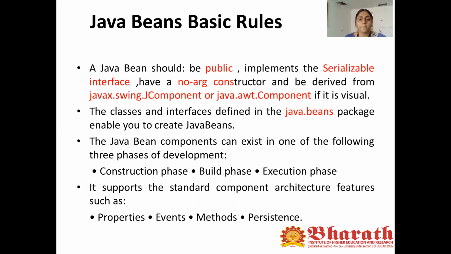Java Bean components can exist in one of three phases of development: the construction phase, the build phase, and the execution phase. This supports the standard component architecture which covers four features: properties, events, methods, and persistence.